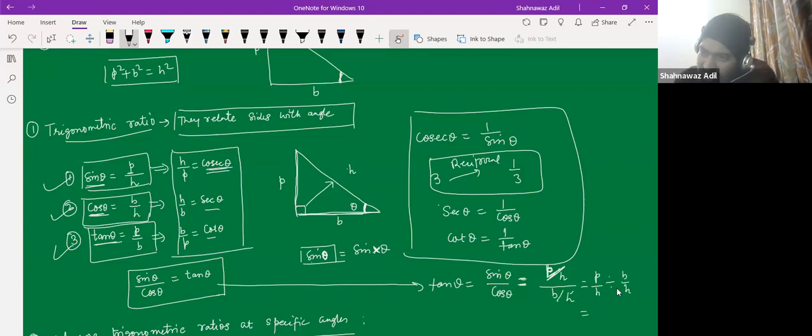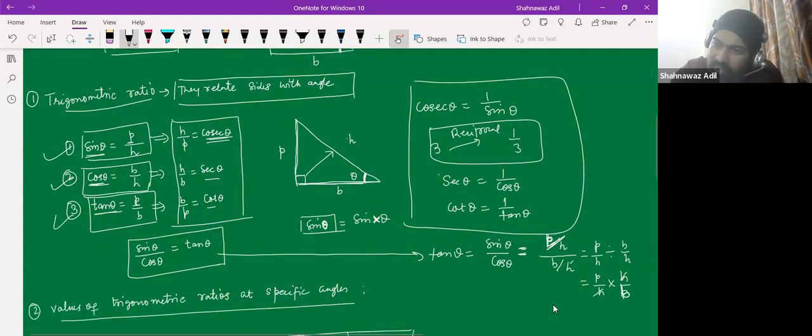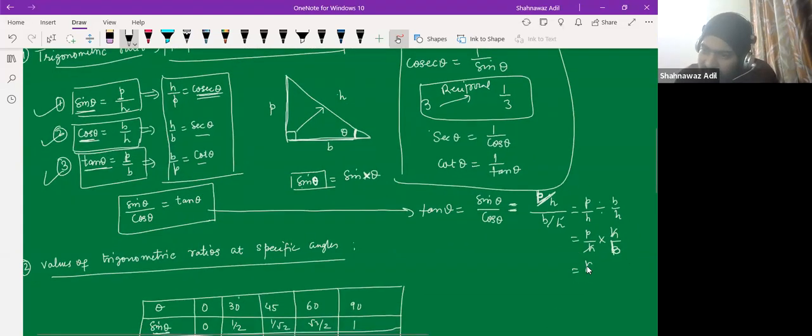So how do we write this thing? This division becomes multiplication and we take the reciprocal, right? So this will cancel and we will get P by B. So P by B is what? Tan theta, right? So that is how sine theta by cos theta is tan. Is it clear? Yes, sir, but how is this used in a question?